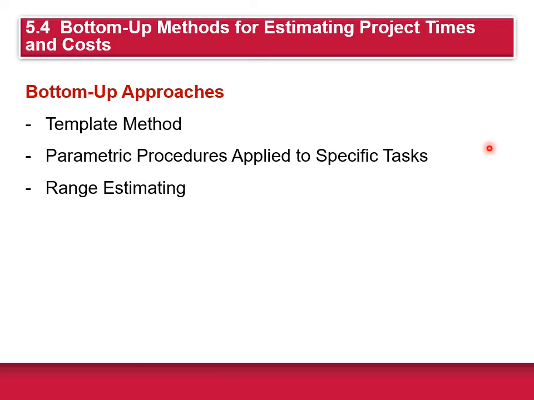The last method is what's called range estimating, and this works best when work packages have a significant uncertainty associated with the time or cost to complete. In that case, the person would estimate a low cost, an average cost, and a high cost, giving a range of estimates for the activity. Best case scenario, it costs less than the high case, and then they provide an average cost for the middle of the road.